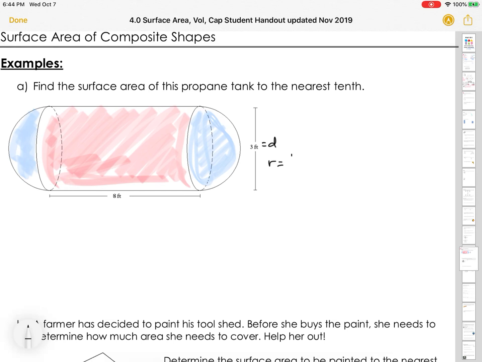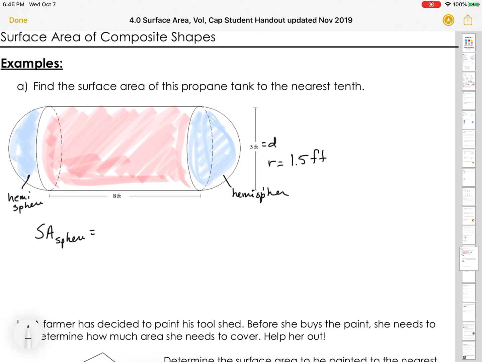Now, we have our diameter, right? But we want our radius. Our radius would be 1.5 feet because it'd be half of the diameter. And we have our height of our cylinder. So let's take a look here at what the pieces are. So for the sphere, and it's a sphere because we have two hemispheres, right? That's a hemisphere, and this is a hemisphere. Together they make a whole sphere.